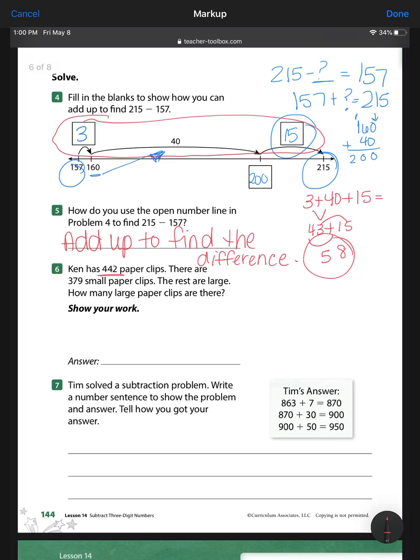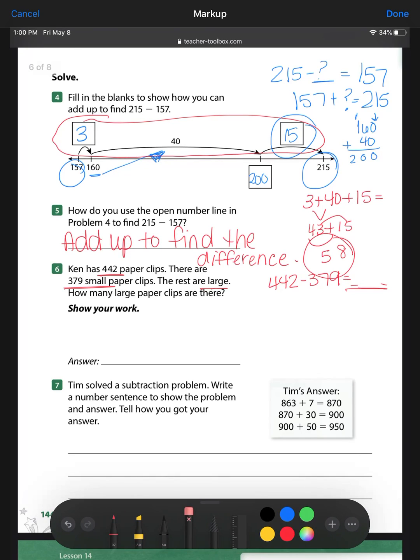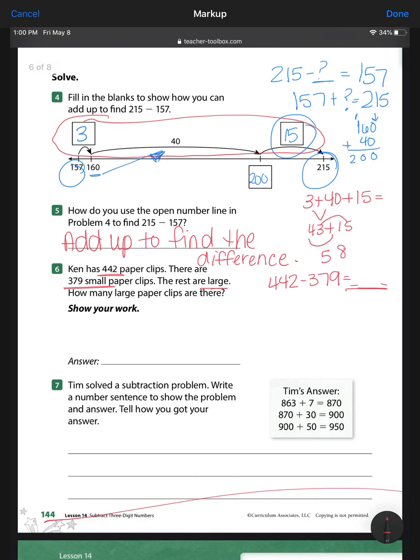Ken has 442 paper clips. There are 379 small paper clips. The rest are large. How many large paper clips are there? So first we're going to set up our problem. We know that 442 are the total. We know that 379 are small and that the rest are large. So let's figure out how we are going to find this answer. So 442 minus 379 equals what? And let's set it up how we did on the front, okay?